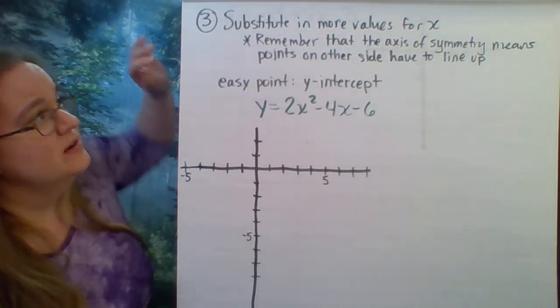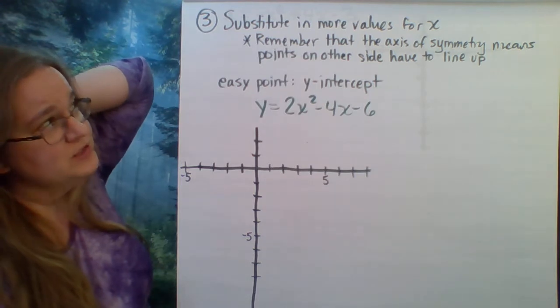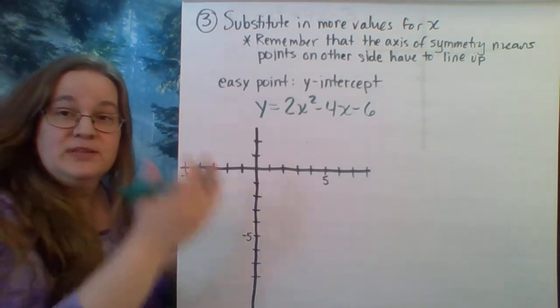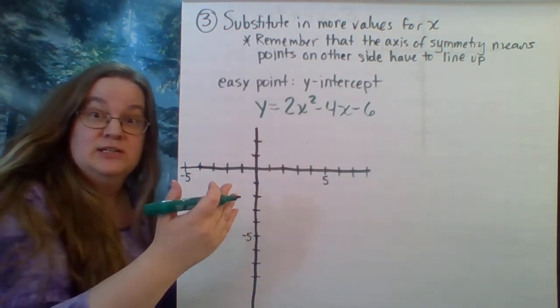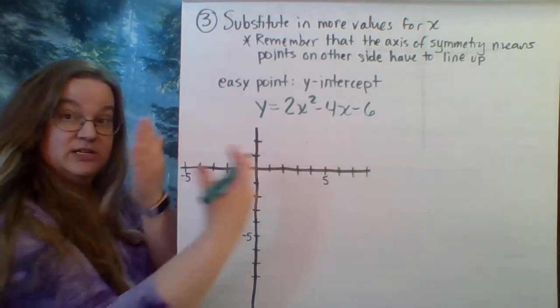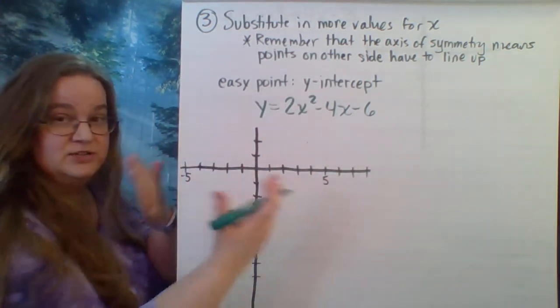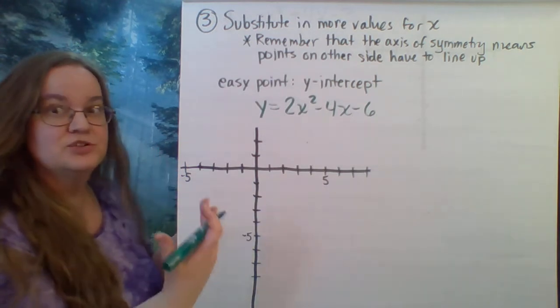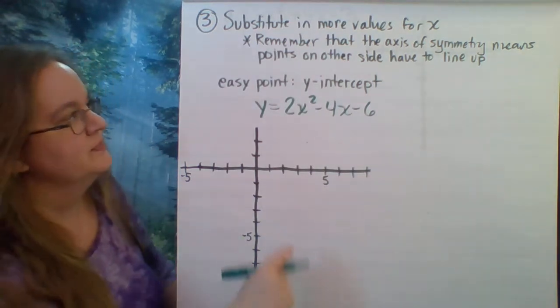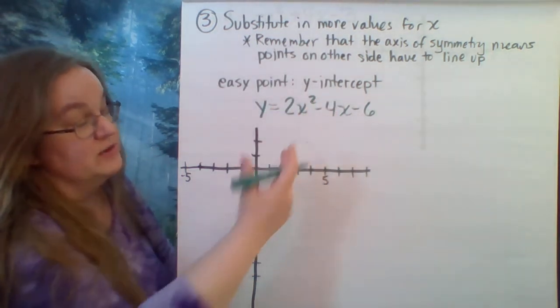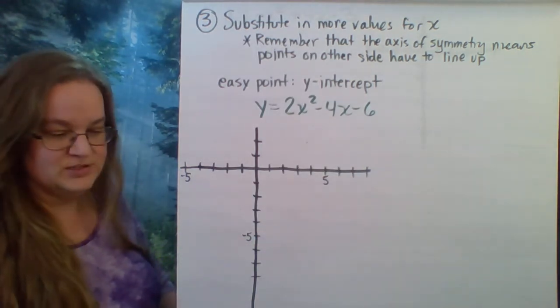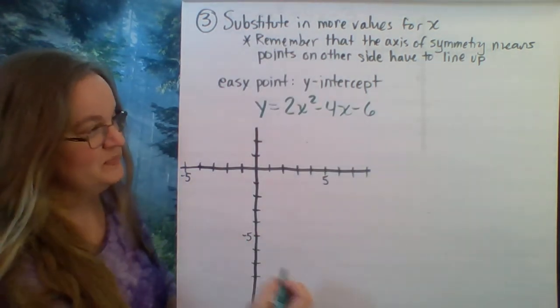Okay. So let's take a look at what the next step would be. From there, we're going to substitute in more values for x. And remember that the axis of symmetry is the line that things have to be equidistant from on the graph on either side. So they're the mirror image of each other. So it actually makes it a lot easier to graph. And then an easy point is always going to be the y-intercept. We'll take a look at that in a minute.